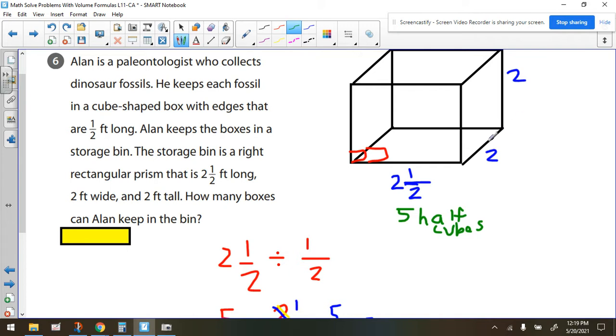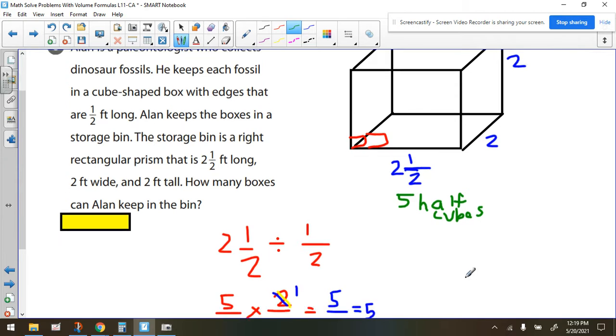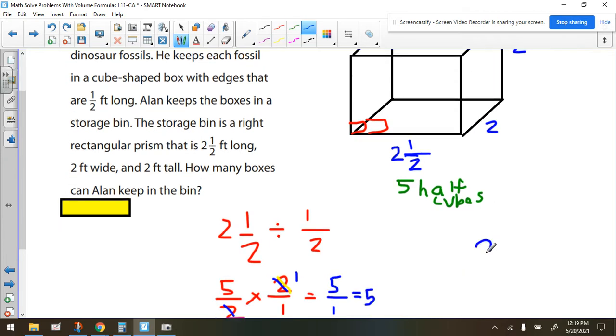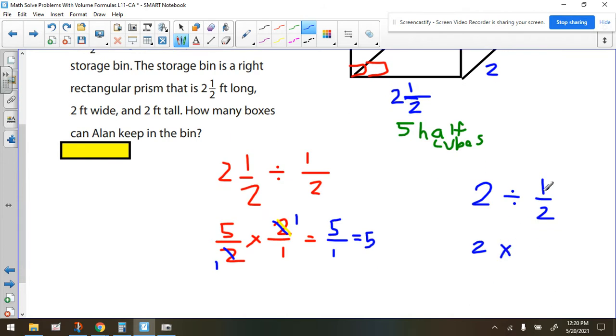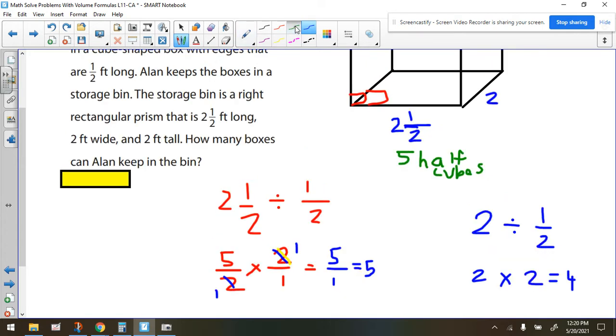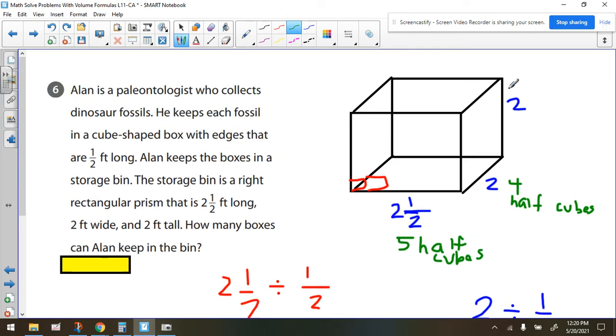All right, now what about going this way? How many could we get going across that way? The number is 2. We can ask ourselves, what's 2 divided by a half, which is the same thing as 2 times 2 over 1, which is equal to 4. So we'd be fitting 4 of the half cubes going this way. That would also be true because the other dimension is also 2. We would fit four of those half-foot-long cubes stacked up this way. So let's write that number right here.